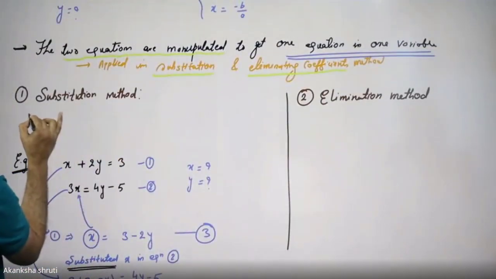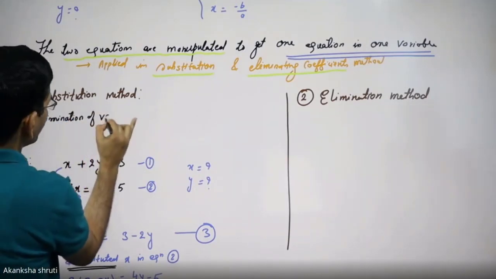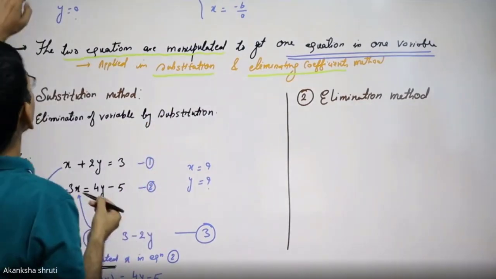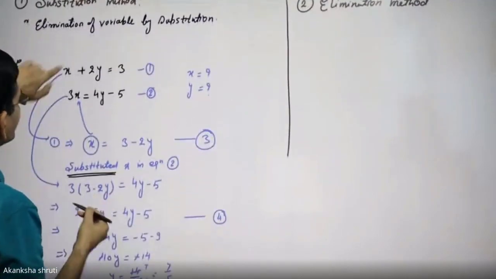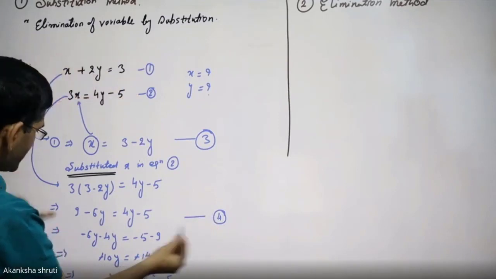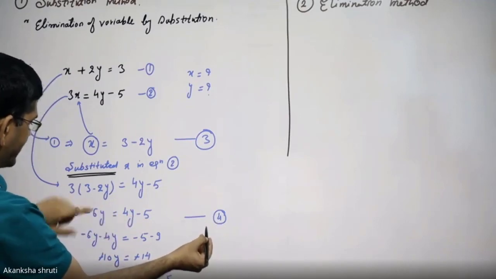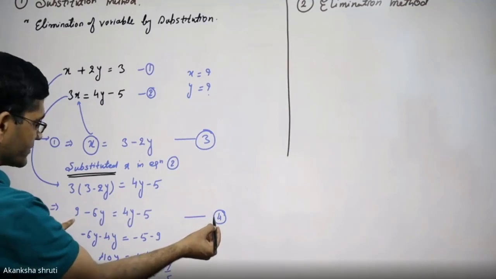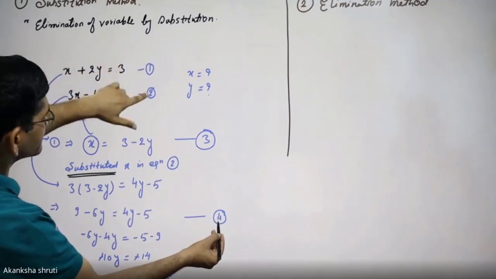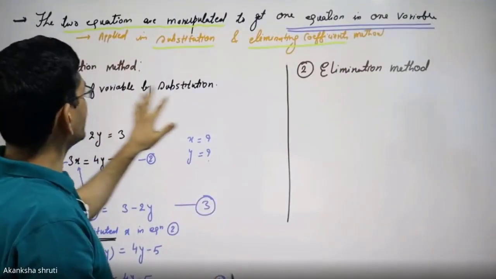In many books you will also get this as elimination of variable by substitution. But this elimination means removing one of the variables. From 1, 2 and 4 we observe that 1 and 2 contain two variables, but 4 contains only one variable, and from that we calculate the value of that variable. This way equation 4 is obtained by eliminating x from equations 1 and 2. That's why this is also called elimination by substitution.